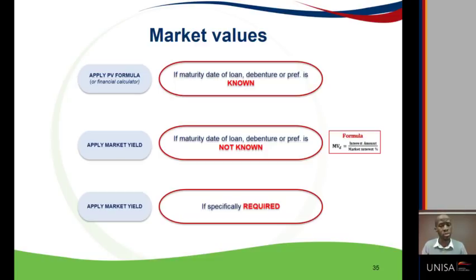Second last, I just want to highlight the market value. When do we use the formula or the financial calculator? We're saying if we know when the instrument is going to expire, we use that. In all the other instances, we probably use the market yield, when the date of expiry is unknown. And lastly, also when the question specifically tells you to use the market yield.